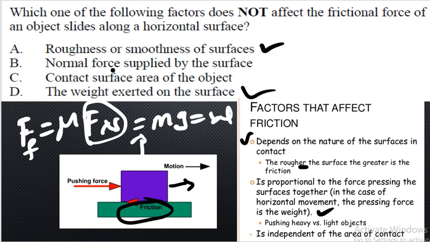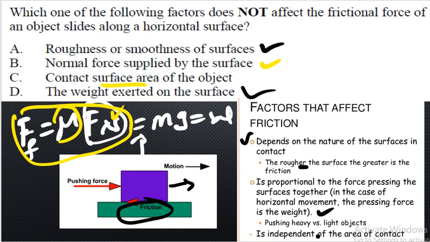And B, normal force applied by the surface. We already stated the formula here. Frictional force is normal force times coefficient of friction. So it affects the normal force. But C, contact surface area of the object, it says surface area. Does it affect? No. As you see here, it is independent of the area of contact. So the answer will be C.